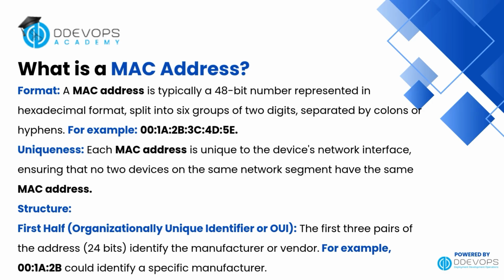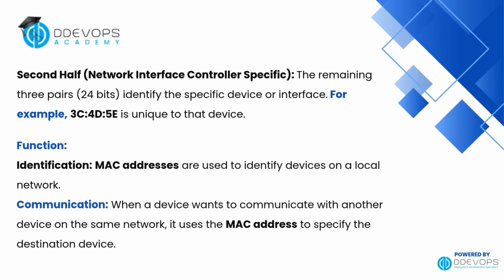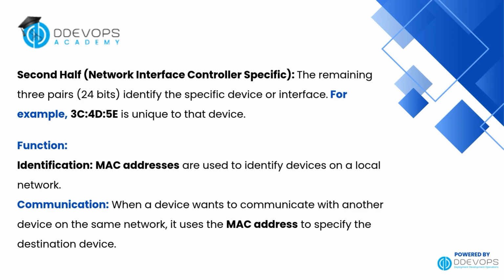Structure. First half, organizationally unique identifier, or OUI. The first 3 pairs of the address, 24 bits, identify the manufacturer or vendor. For example, 00:1A:2B could identify a specific manufacturer. Second half, network interface controller specific. The remaining 3 pairs, 24 bits, identify the specific device or interface. For example, 3C:4D:5E is unique to that device.